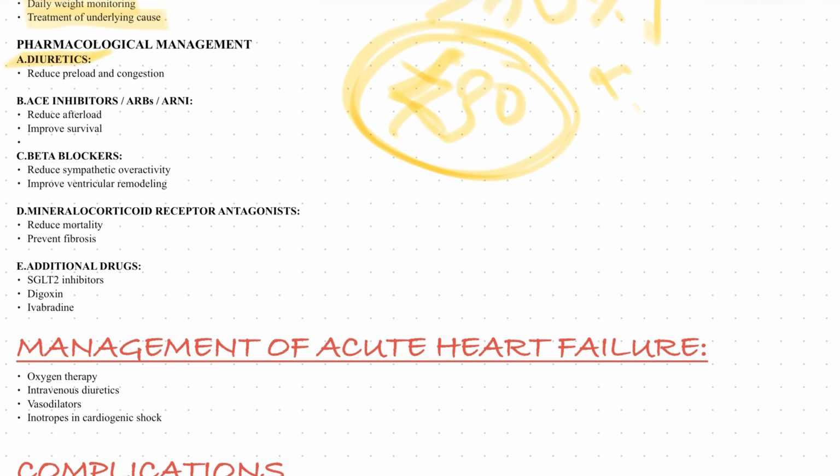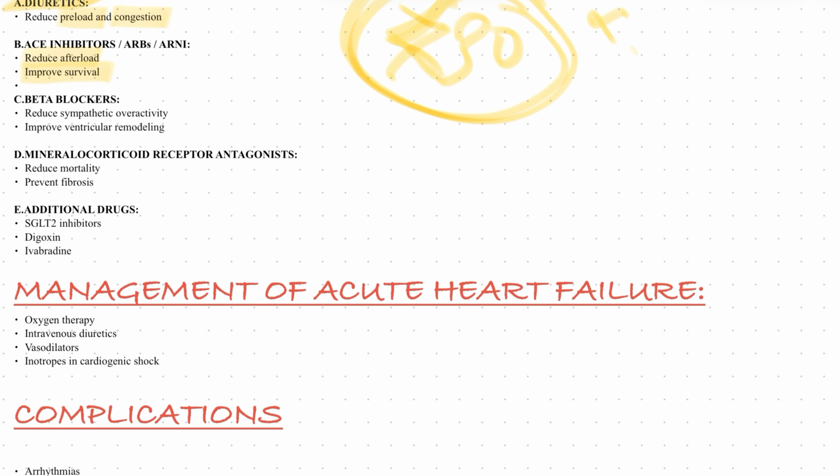In diuretics, what happens, like preload and congestion will be reduced. ACE inhibitors reduce afterload, improve survival. Then beta blockers reduce sympathetic overactivity, improve ventricular remodeling. Mineralocorticoid receptor antagonists reduce mortality, prevent fibrosis.